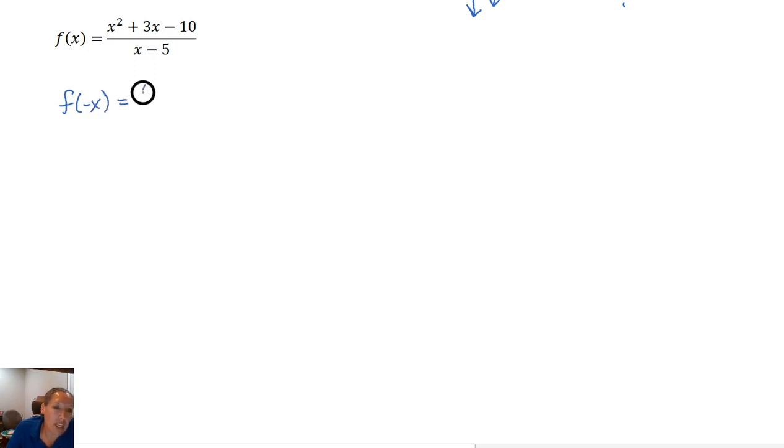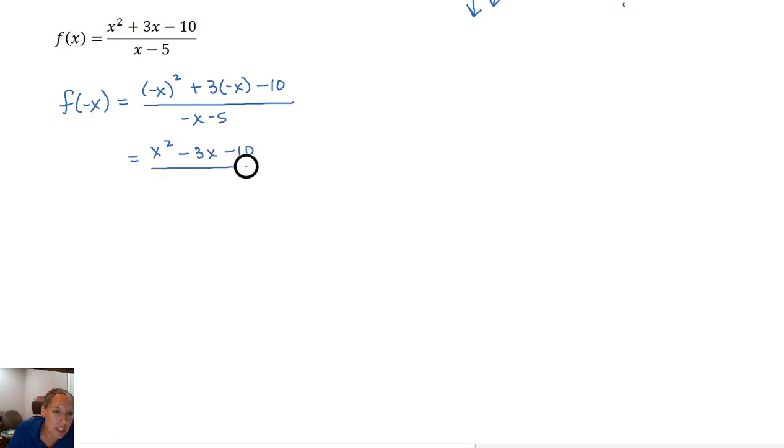we get a negative x squared plus 3 times a negative x minus 10 all over negative x minus 5. That's going to simplify to x squared minus 3x minus 10 over negative x minus 5. That is not exactly what we started with because we do have a couple of our signs changed. But if we factor out any negatives, it's going to change other signs. And so this one is neither even nor odd.